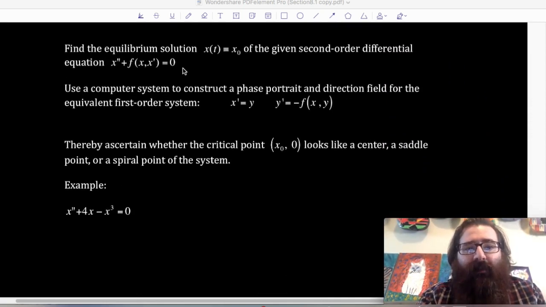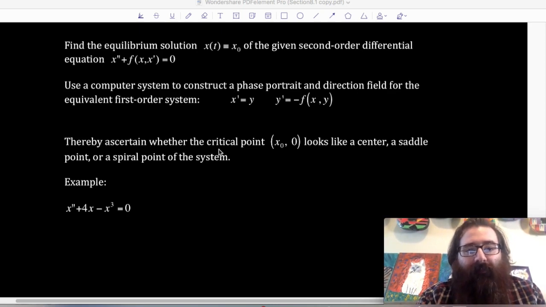We'd like to find the equilibrium solution, here for x sub 0, of the given second order differential equation. Here we have x double prime plus a function f of x and x prime equals 0. We'd like to use computer systems to help us construct phase portraits and direction fields for the equivalent first order system, where x prime is equal to y and y prime is equal to negative f, a function of x and y. So if y is equal to x prime, we can substitute a y in there, and then we solve for x double prime, and from that we build a system of first order equations.